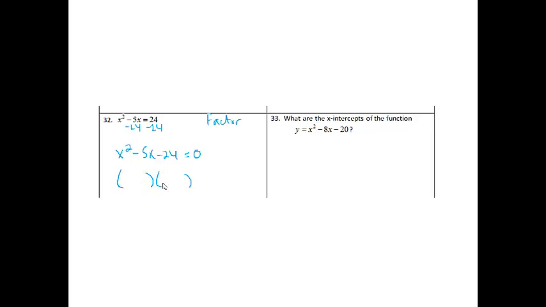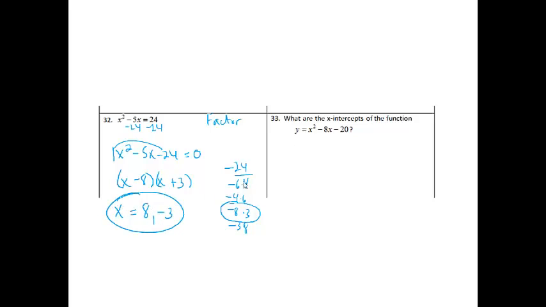And then since it's a quadratic trinomial, I can factor it as x and x. 1 times negative 24 is negative 24. Let's see, negative 6 times 4, negative 4 times 6, negative 8 times 3, negative 3 times 8. I'm looking for a negative 5, so a negative 8 and a positive 3 will give me negative 5. So here we go, negative 8, positive 3. And then if I'm solving by factoring, I just have to write the opposite. So it's going to be 8 and negative 3 for that one.